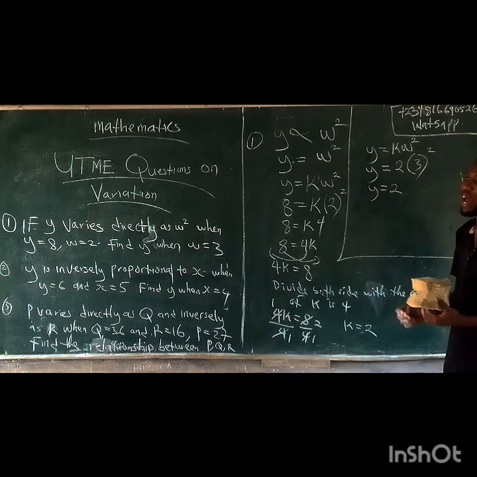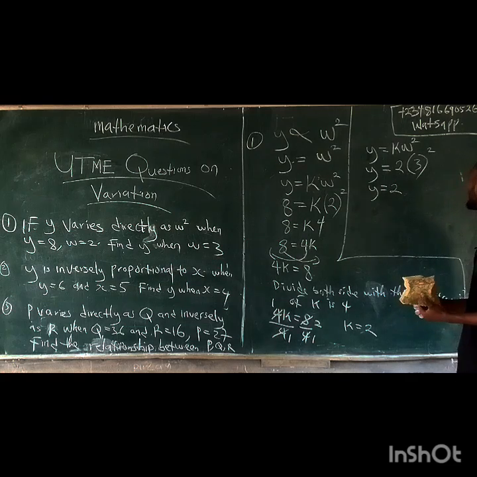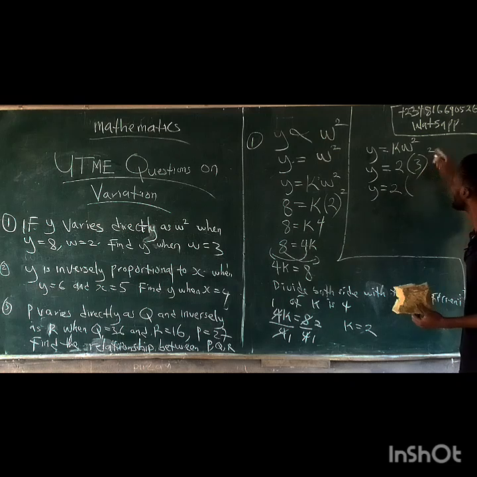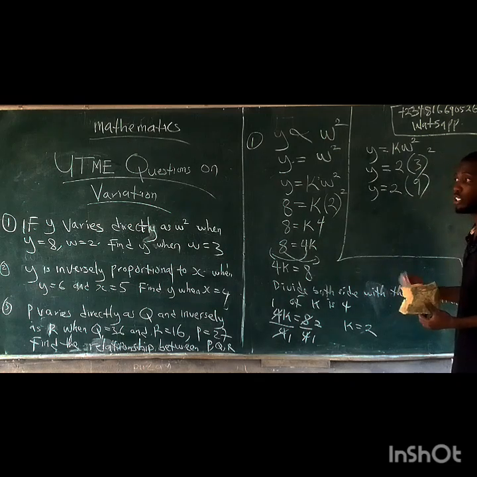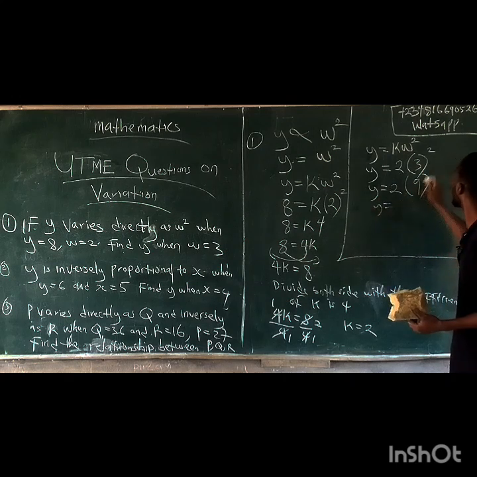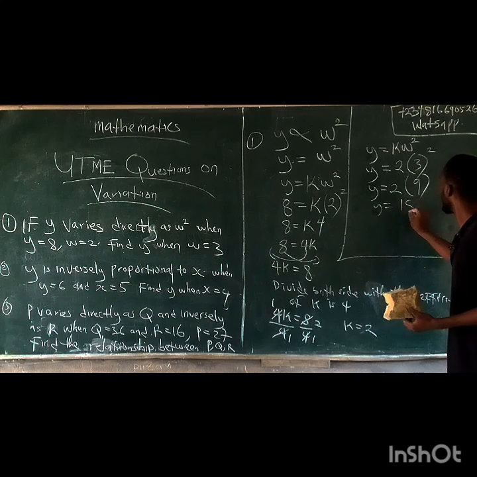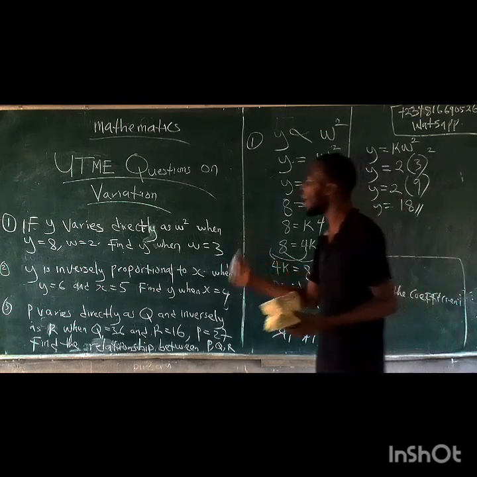So anytime you see brackets in mathematics, it's multiply. You have to do 2 times. Now 3 raised to power 2 means 3 times 3, which is 9. So then we now multiply because of the bracket. That is 2 times 9, which is 18. So the value of y is 18. So we have answered this.